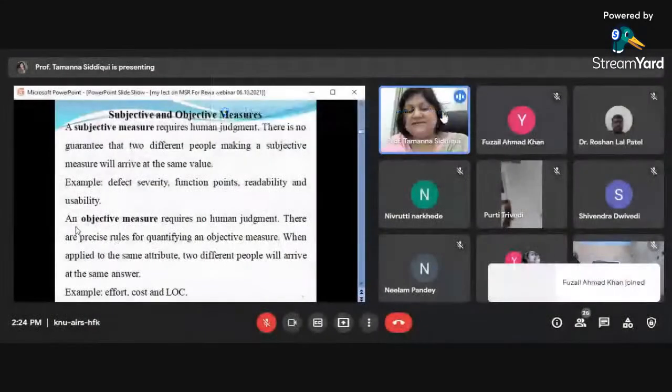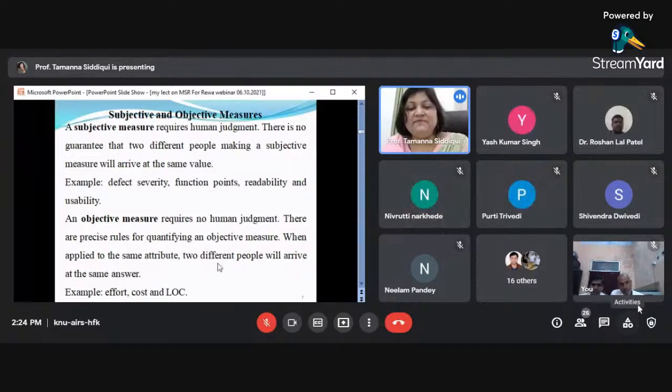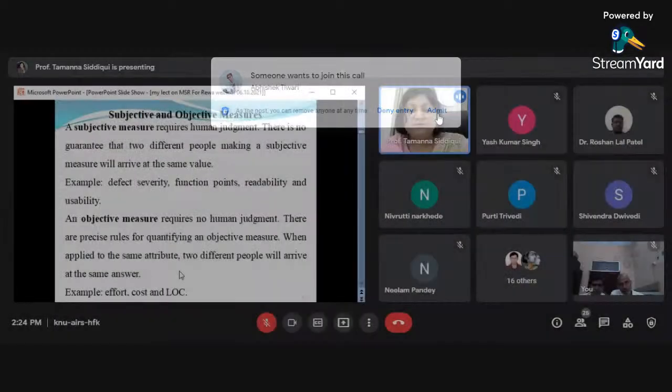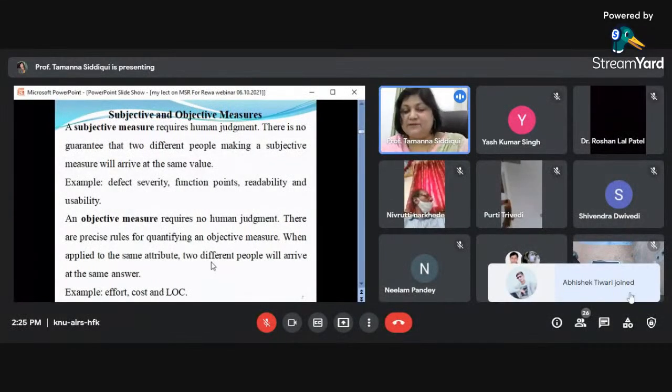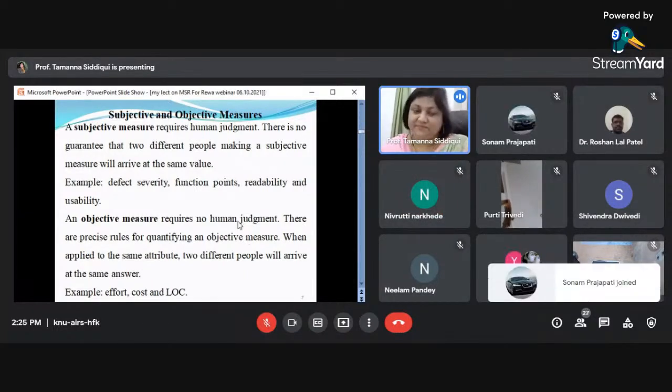The second kind of classification of measurement is the objective measure. It requires no human judgment. There are precise rules for quantifying an objective measure. When applied to the same attribute, two different people will arrive at the same answer. That means this is a kind of measurement where there is no involvement of human beings, and it is purely based on values and formulas. Examples of this kind of measurement are effort, cost, and LOC. LOC is lines of code. That means if two different people are measuring objective measures, their results will be the same.